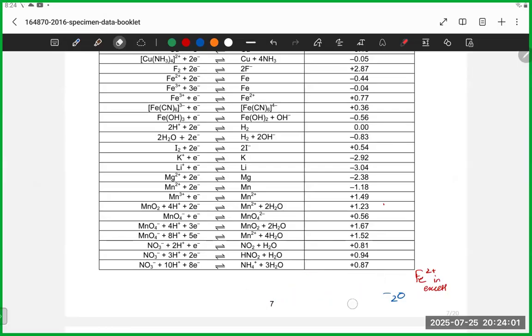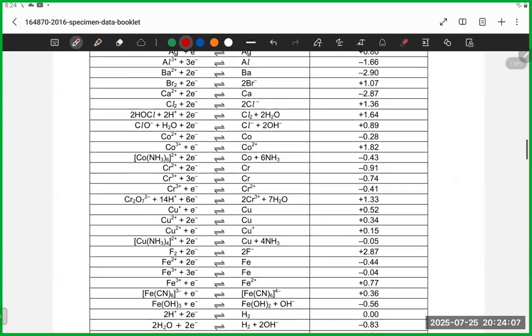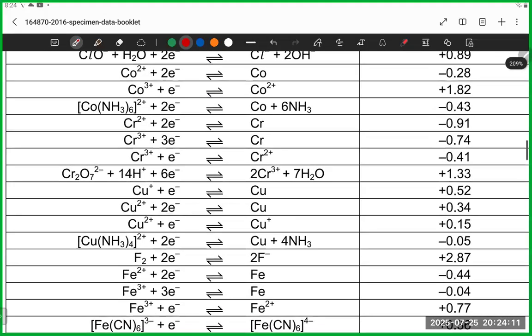So remember copper plus 2 and H2. Can you spot copper plus 2? There is, and remember copper plus 2 is gaining electrons, so only look for the equation in the forward direction. So here's one, copper plus 2, and here's another one, right?